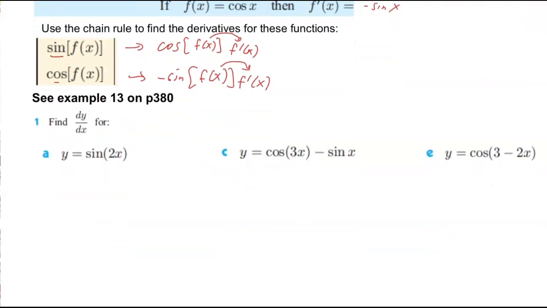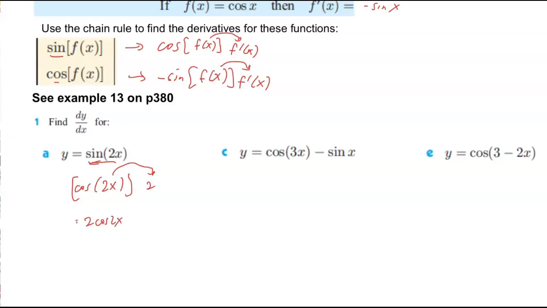Okay. 1a, find the derivative for sine of 2x. So the derivative of the outside function sine is cosine. We leave the inside the same. Then we need to multiply the whole thing times the derivative of the inside, which is 2. So 2 cosine 2x.